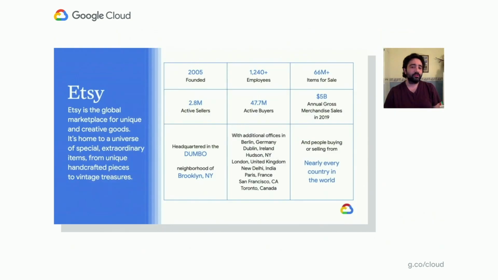For those who are not familiar with Etsy, Etsy is a global marketplace for unique and creative goods. It's a home of a universe of special, extraordinary items, from unique handcrafted pieces to vintage treasures. There are more than 2.8 million active sellers on Etsy. And the number that I want to draw your attention to is that we have more than 66 million unique active listings at Etsy. This massive number of active listings require advanced machine learning capabilities and search capabilities to ensure that buyers can find easily what they're looking for on our platform.